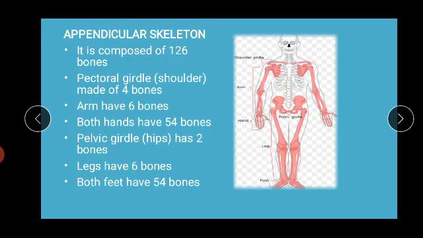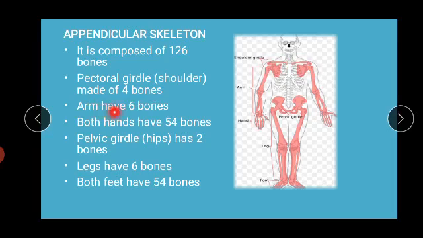Now we will see the appendicular skeleton. It is composed of a total of 126 bones. 126 bones come in your appendicular skeleton. For example, the pectoral girdle or your shoulder. This is your pectoral girdle or your shoulder bones. They are a total of 4 in number, made of 4 bones.